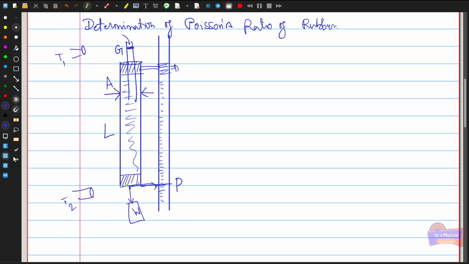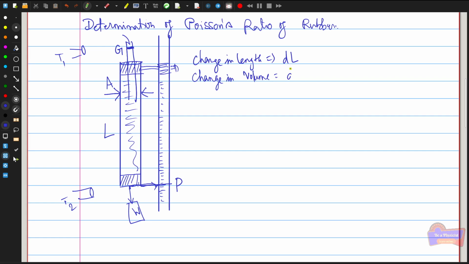This increase in length can be measured with the telescope, which can be taken as dL. Similarly, there is a change in length. At the same time, there is a change in the area of cross section, or a change in volume, so that the change in volume can be taken as dV, and this dL and dV will be measured for the different weights.